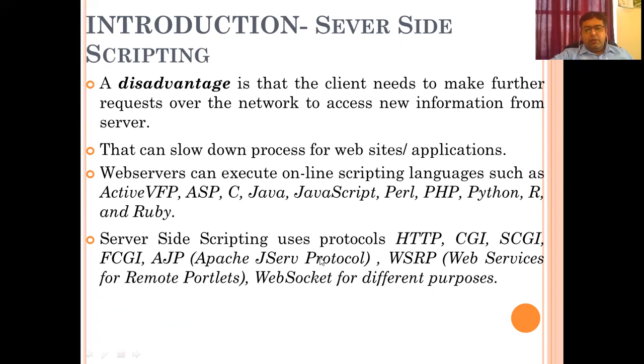Now, server-side scripting uses protocols such as HTTP, CGI, SCGI, FCGI, AJP, that is Apache JServ Protocol, WSRP, that is Web Services for Remote Portlets, and WebSocket for different purposes. As we have to deal with different web servers, with this particular server-side programming these kinds of protocols will come into the picture, right? That is HTTP, Hypertext Transfer Protocol, CGI, Common Gateway Interface, and so many other protocols are available. You just have to remember them for the introduction.